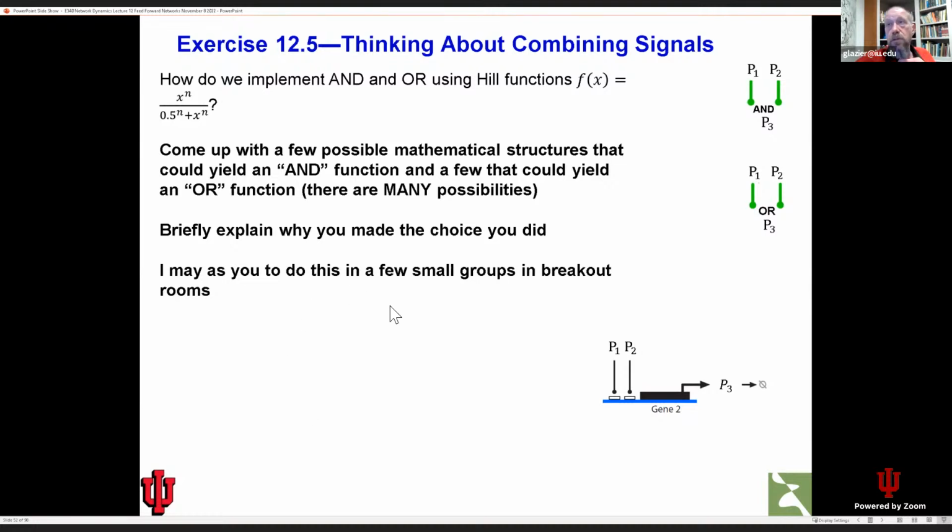And I want the first 2 groups to come up with something that's an AND, that obeys some function, a Hill function of x1 and x2, or p1 and p2, that has the properties of an AND. And I want the other groups to come up with something that's got the properties of an OR. We don't have that much time. We get 7 minutes. If you're done sooner than that, that's okay. You can come back. Is that a clear exercise?